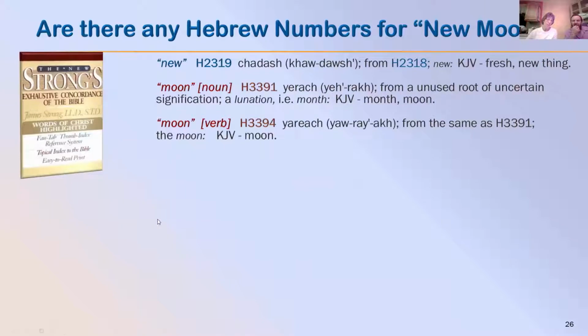So I'm going to go with this new as 2319 Kadash, and it is from 2318, just like Kodesh is. Okay, they have the same primitive root, meaning a fresh new thing. Don't forget, moon as a noun is your, you know what? I've got these mixed up, Tim. You see a mistake here?